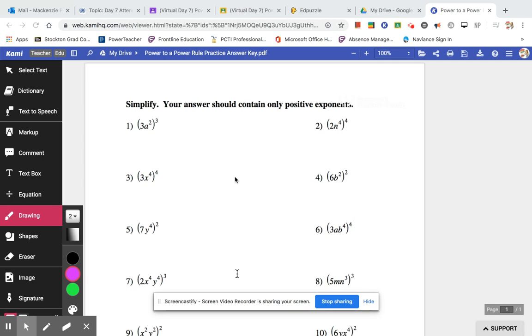Alright guys, so this is going to be your answer key for the practice that you completed today. So follow along, and if you got any wrong on your classwork, you can go back and fix it.